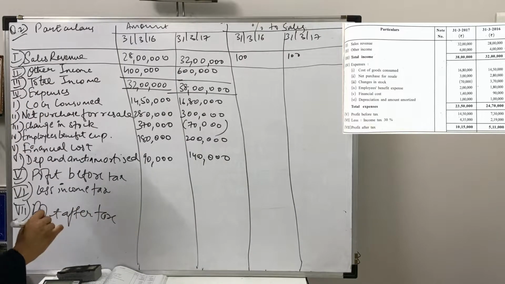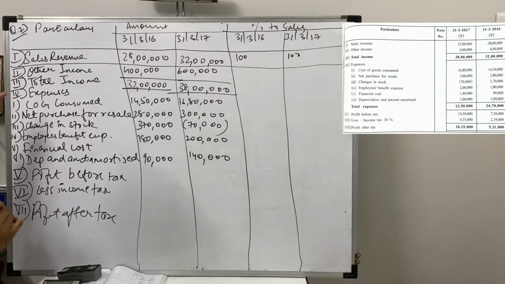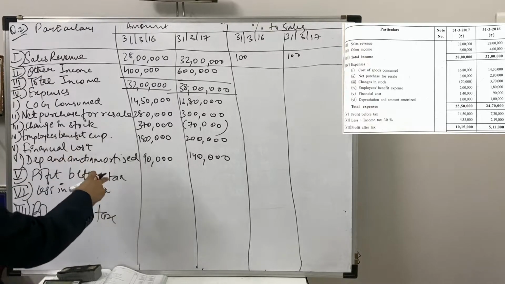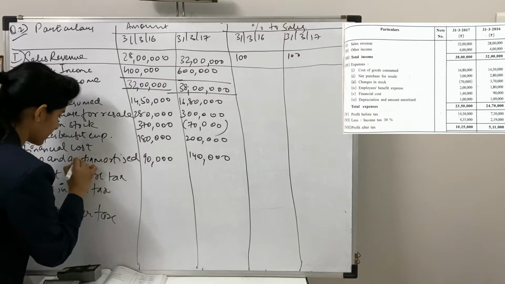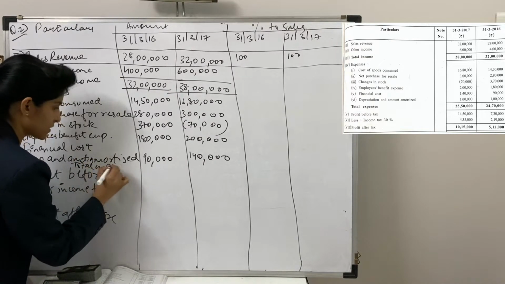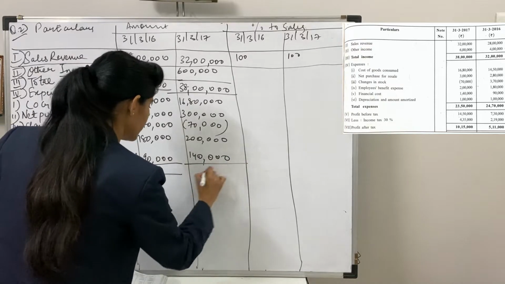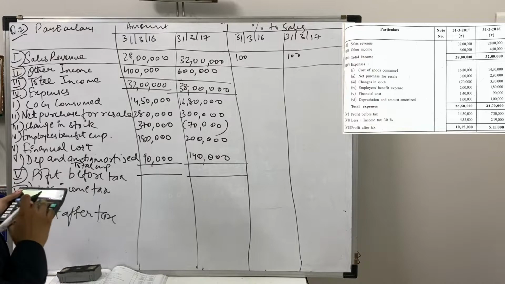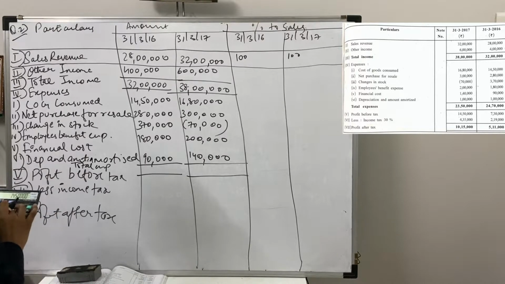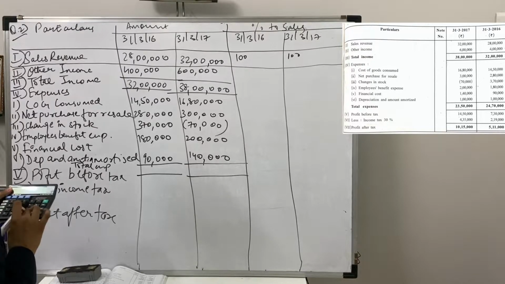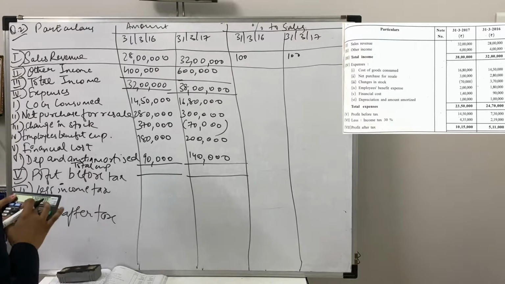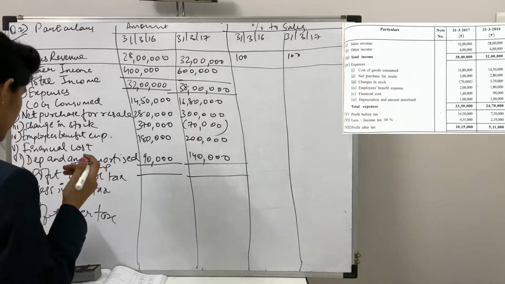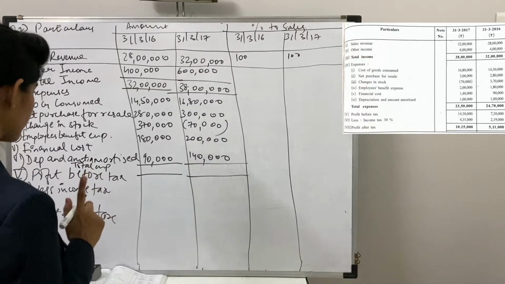Next is your profit before tax. For this we need to subtract total expenses from the income. We just forgot to write total expenses over here. I'll write it in short, total expenses. So total expenses are 14 lakh 50,000 plus 2 lakh 80,000 plus 3 lakh 70,000 plus 1 lakh 80,000 plus 90,000. Your total expenses are 24 lakh 70,000.